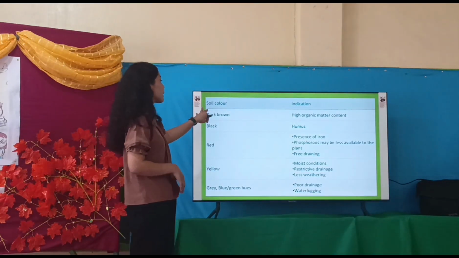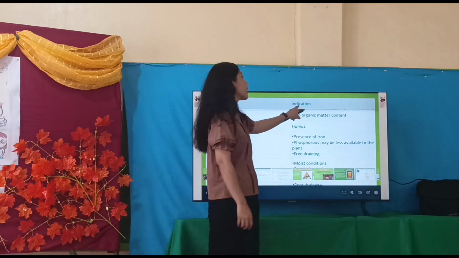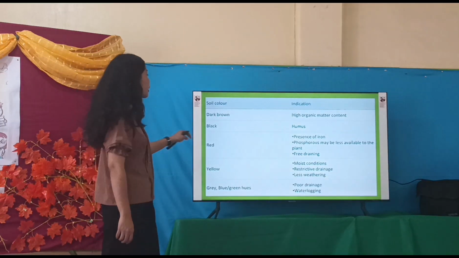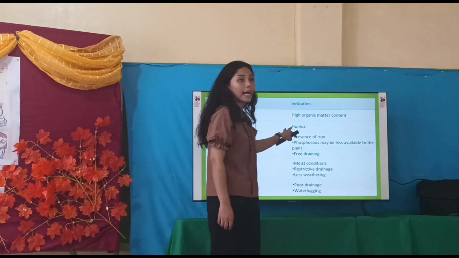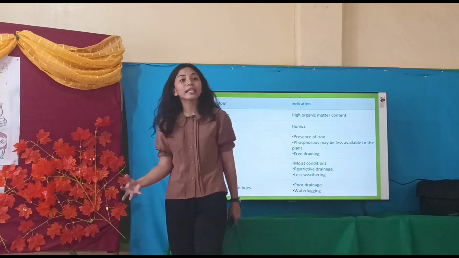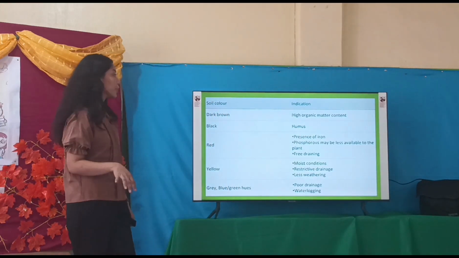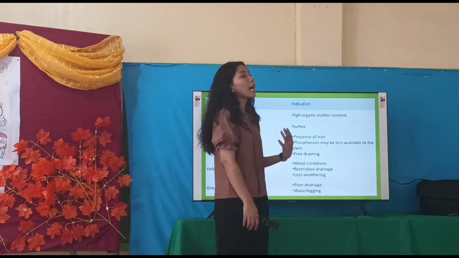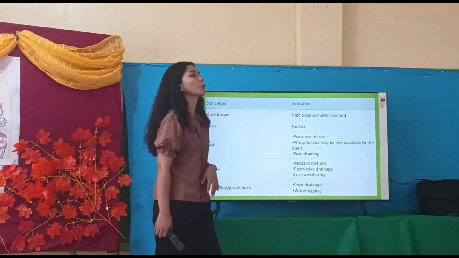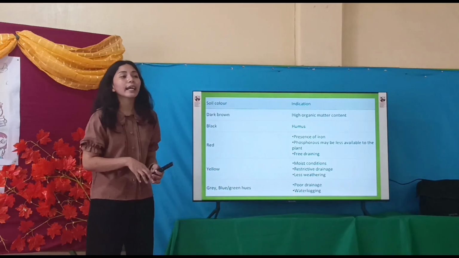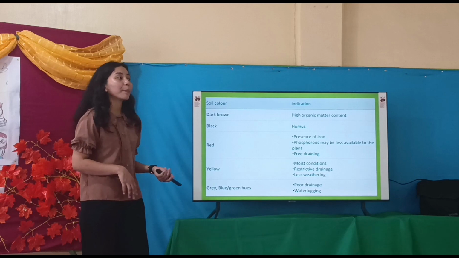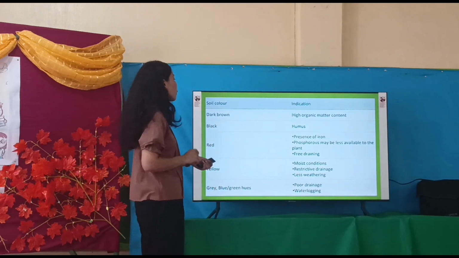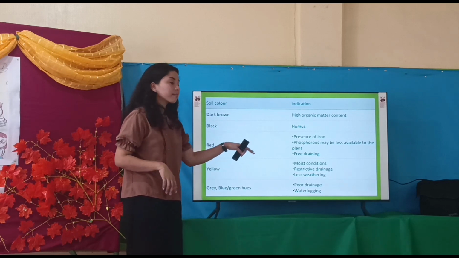Ito, makikita natin is yung soil color and yun naman is yung indication ng kada kulay. So here, dark brown, high organic matter content. So mostly, nakikita natin lupa is color brown or dark brown, right? So yan daw is may high organic matter content. So which is good kasi kailangan din naman ng soil na ma-preserve yung pagiging healthy nila, okay? And that is good. So here naman black or humus.